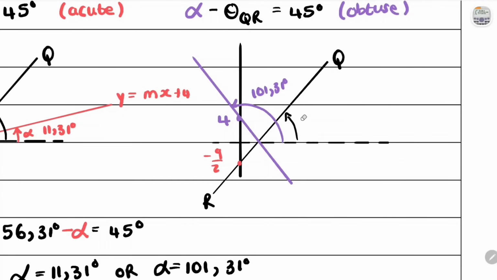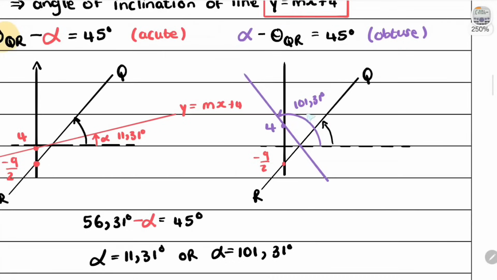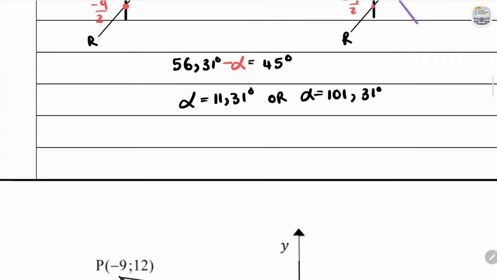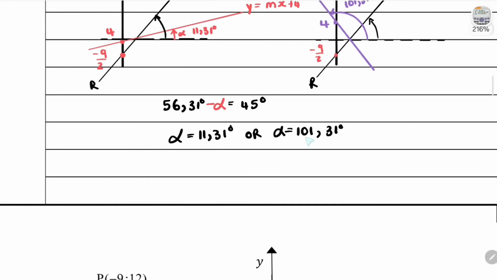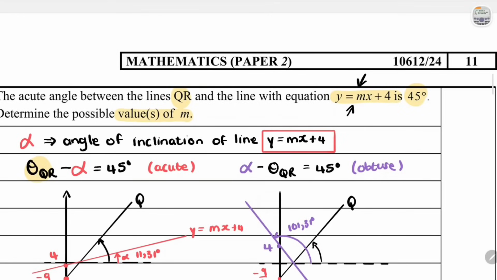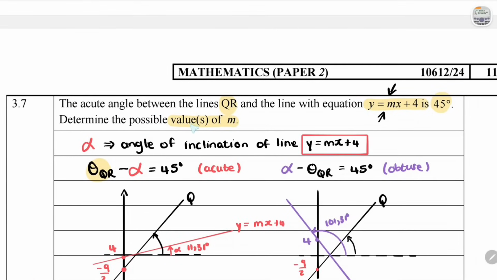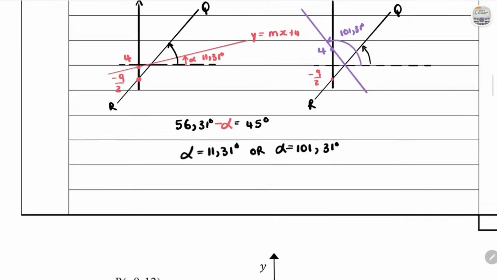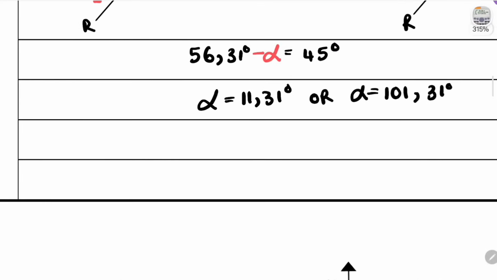101.31 degrees minus that 56.31 would give us that difference of 45 degrees. Now that we know what alpha could be, the two possibilities, we can actually find that gradient. That was the whole point. We need to determine the possible values of m. So we know the angle of inclination of that line.